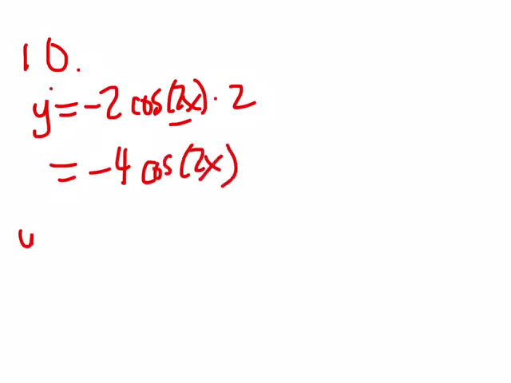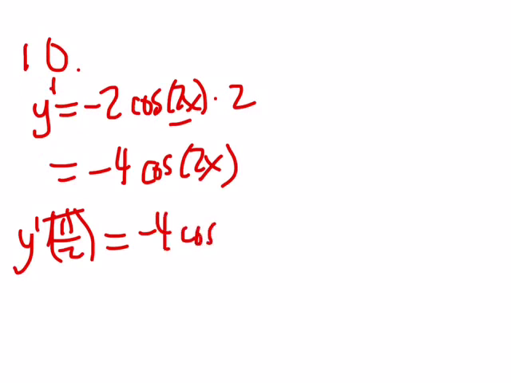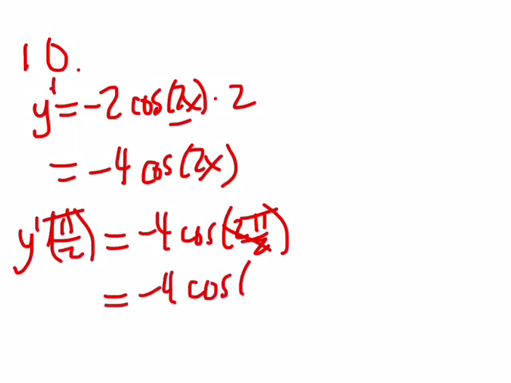And to get the slope, this is y prime of pi over 2. So get the slope at pi over 2. So we plug in pi over 2, and those cancel. So I get -4 cosine of pi. And that's just -1. So I get 4.